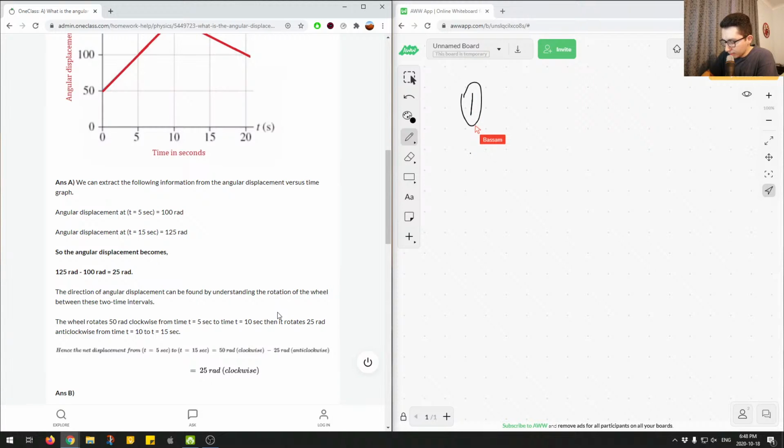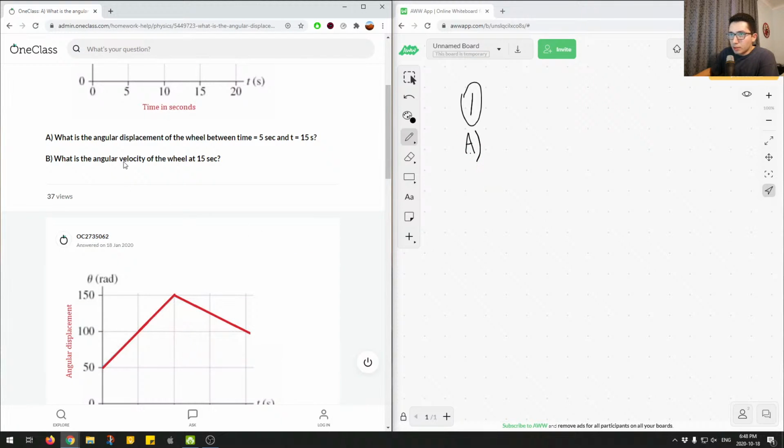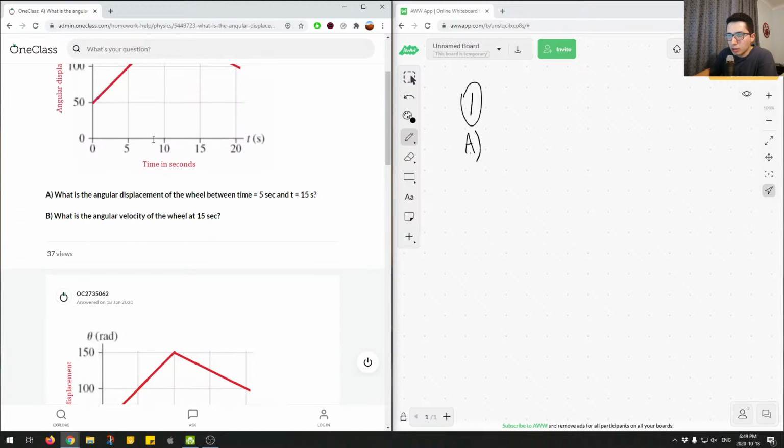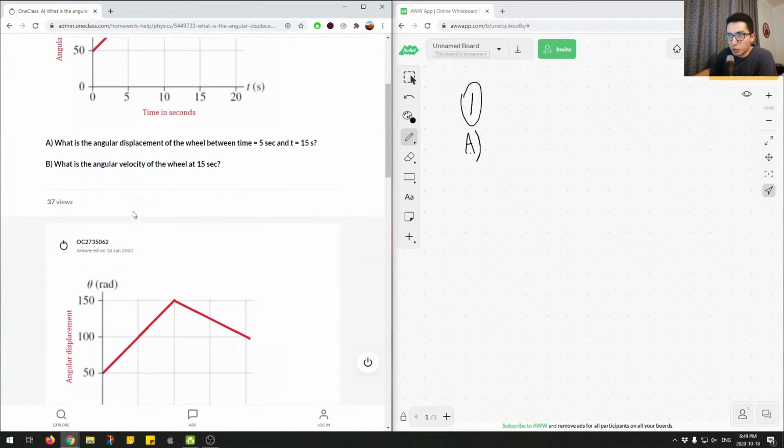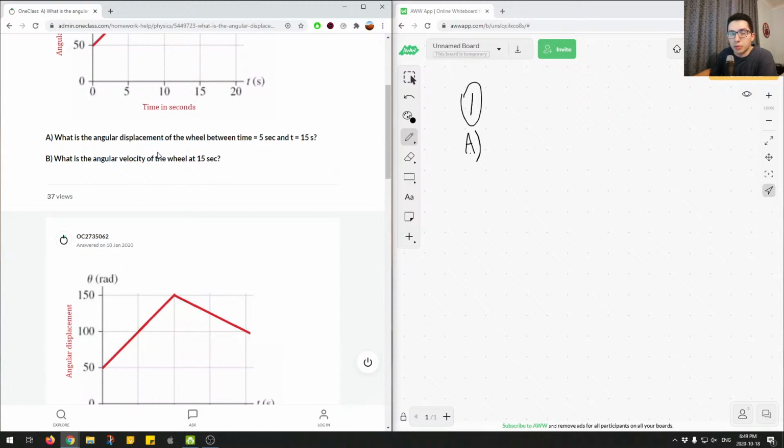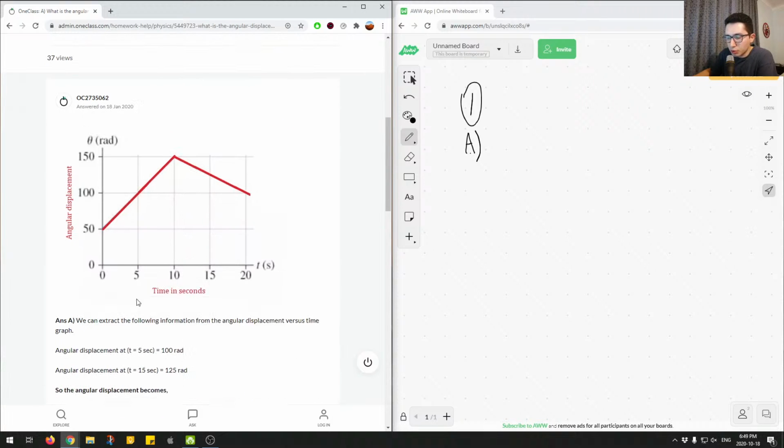So part A. So let's go back to the question. What is the angular displacement of the wheel between time equals to 5 seconds and time equals to 15 seconds? So displacement here, we're not looking at distance traveled, so it would be just taking the difference between those 2 points at those points in time. If it was distance traveled, then we'd have to do a different calculation, but here we're just looking at displacement.